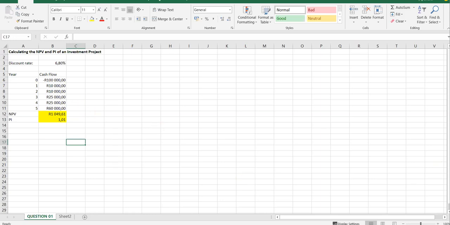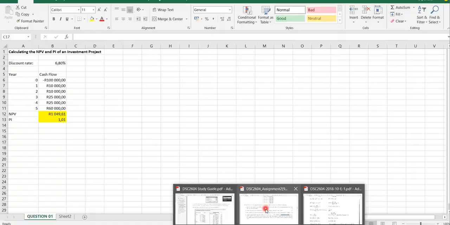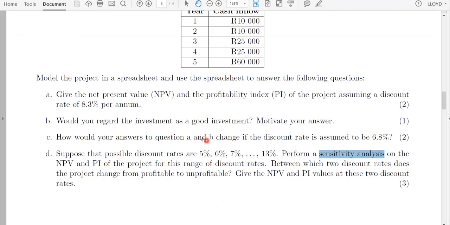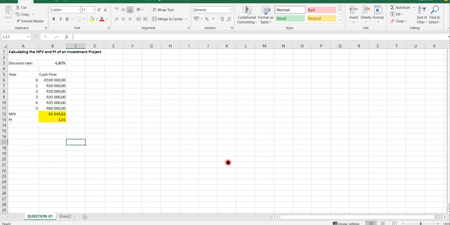So that is part C. How would your answers change? So you've seen the change to part A, right? What about to part B? Remember, part B was about whether you would regard the investment as a good investment and motivate your answer. So let me hear from Swelo. How do you think part B changes? It would be a good investment because of the PI. The PI is greater than 1 and the NPV is no longer negative. Excellent, yes. Then you get your 2 marks for that.